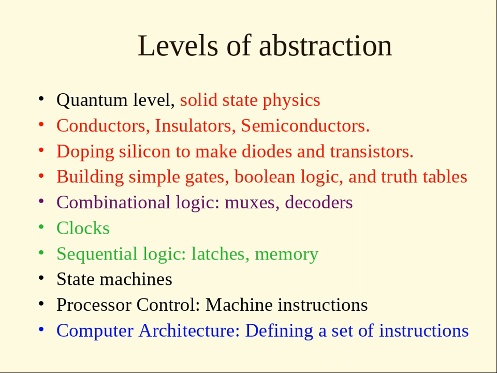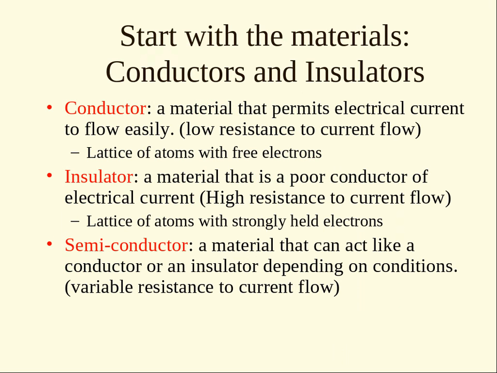Different levels of abstraction. Basically, there's different ways to look at what a processor is. The first one we'll look at is we're just going to start with some materials, conductors, insulators, and semiconductors, put them together, and then we'll have a processor.